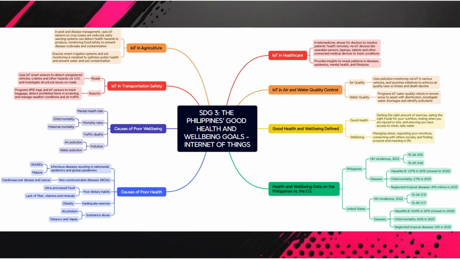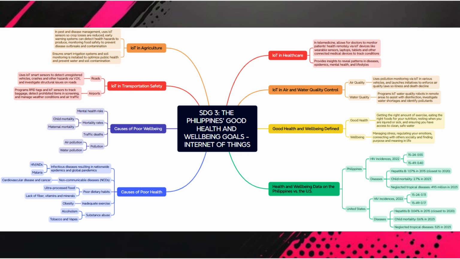Let's look at the IoT solutions. Let's look at healthcare first. In telemedicine, the Philippines uses IoT sensors that allow doctors to monitor patients' health remotely. And you have these IoT devices like wearable sensors, laptops, tablets, and other connected medical devices that help track conditions. IoT also provides insights to reveal patterns in diseases, epidemics, mental health, and lifestyles.